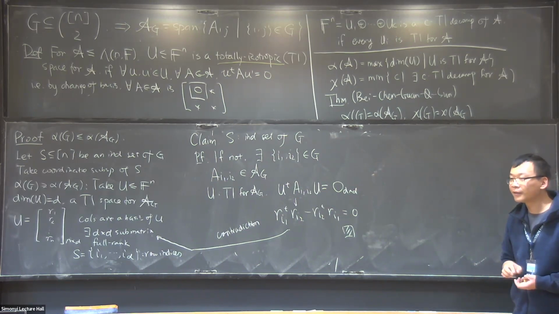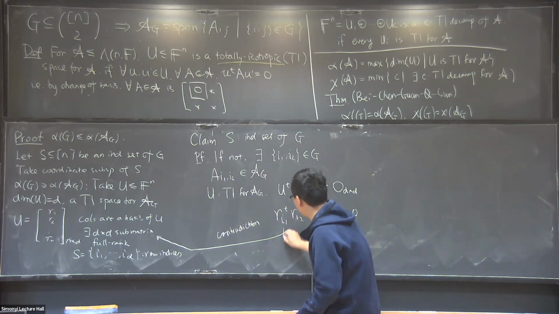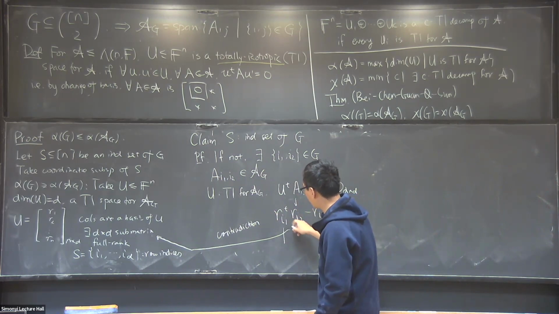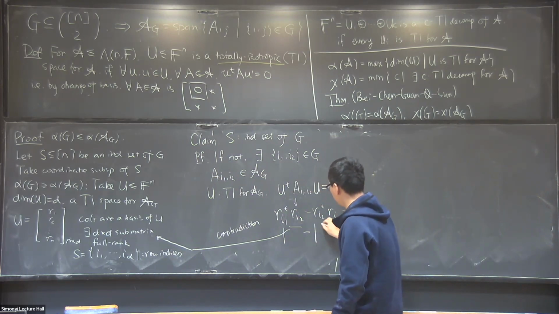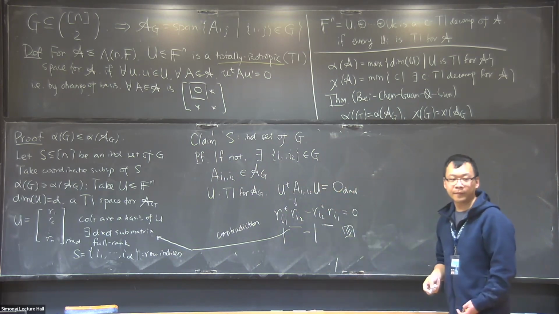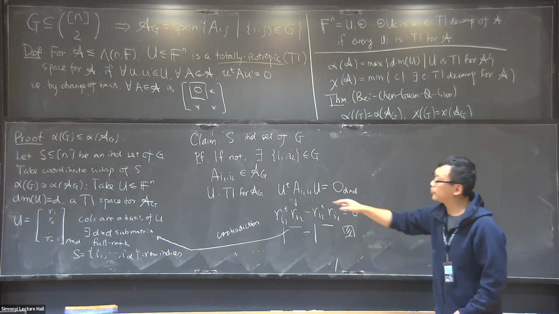Oh, good. So this R_{i1} is a row, so R_{i1} transpose will be a column. This is the row, minus. So this basically gives you the other direction.